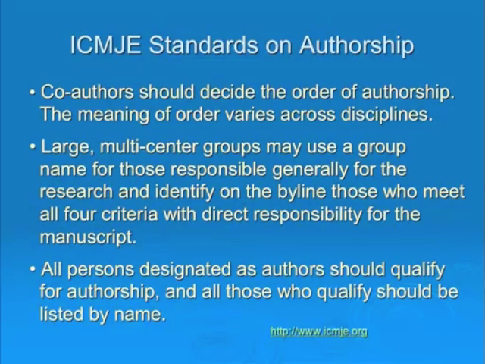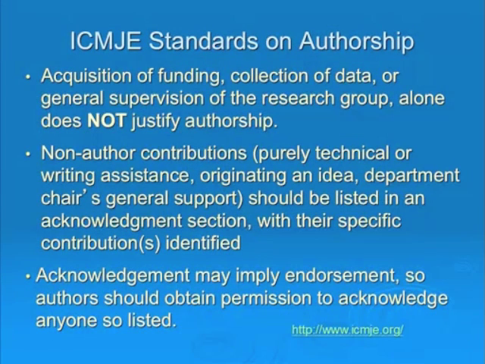What ICMJE has said since 1990 is everyone who qualifies for authorship should be a named author, and everyone who is a named author should meet the criteria for authorship. And that seems pretty straightforward. It's just a lot harder to engage in practice what these standards really mean in a political as well as a practical sense. They also, since 1990, make it very clear, something that upsets a lot of people in my institution, that general supervision of the study group, providing lab space, providing grant money to support the postdoc who did the work, does not qualify for authorship.